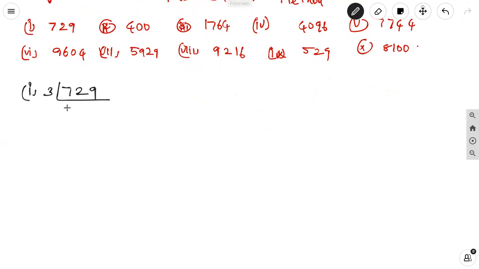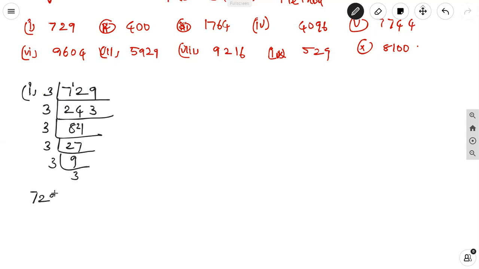3. 3 twos are 6, 1 is the remainder, 12. 3 fours are 12. 3 threes are 9. Next, again 3 is in the ones place, so we can check it. Again 3. 3 eights are 24. 3 ones are 3. 81 means again 3. 3 twos are 6, 2 is the remainder, 21 means 3 sevens are 21. Next, 3 nines are 27. 3 threes are 9. So 729 can be written as 3 into 3 into 3 into 3 into 3 into 3.